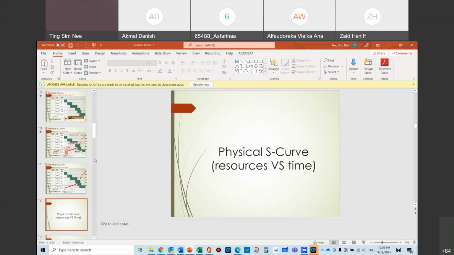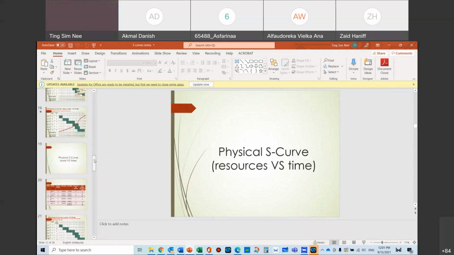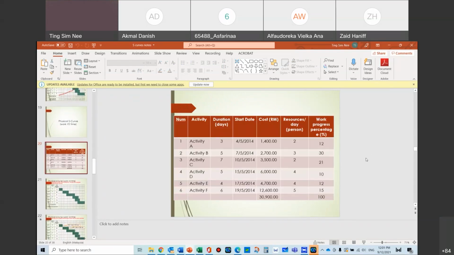It's just that for physical S curve, sometimes you can use time, okay? So you can use percentage of work. Let me quickly explain now because we really want to move on to quality management next week. So let's finish this and then we will actually flow on to the other works.